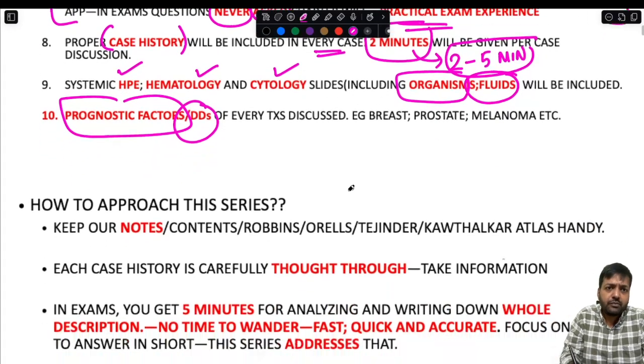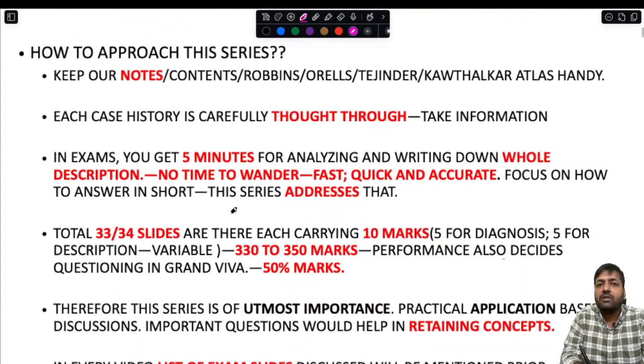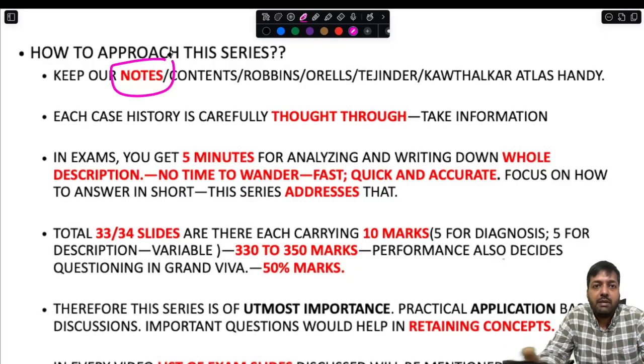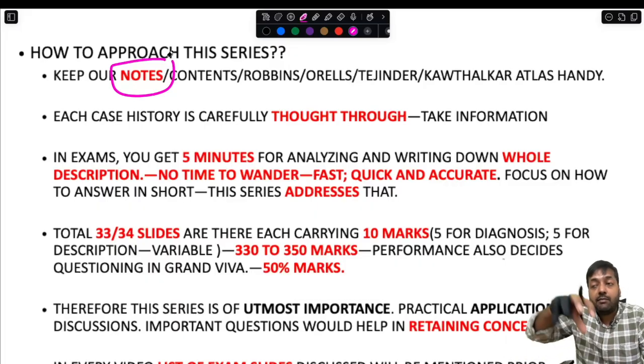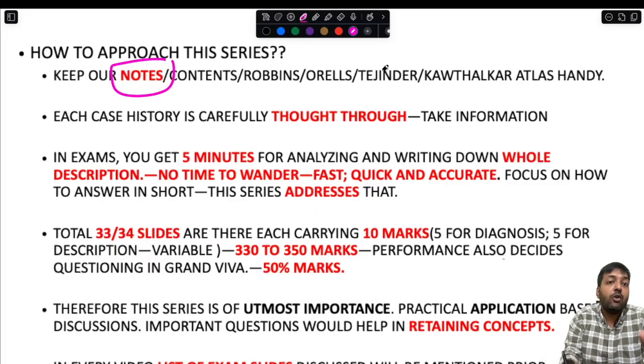Okay. Now, how to approach this series? So first and foremost, remember, keep our notes. Whatever pathology notes you are having, just keep them within your hands. Why? Because everything will be based on that, with a few additions from our side, so that this series will not be something new for you. It will be a rapid revision of something that you have already learned. So that is going to help you.